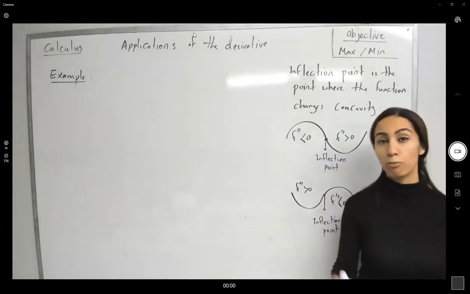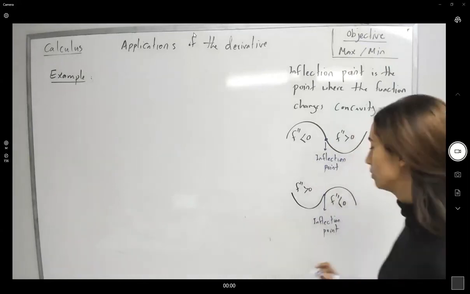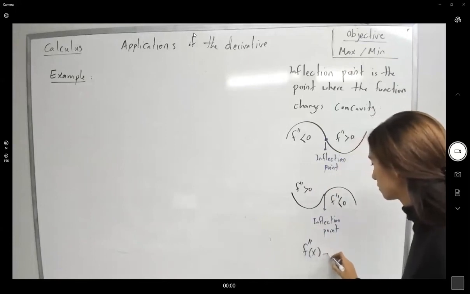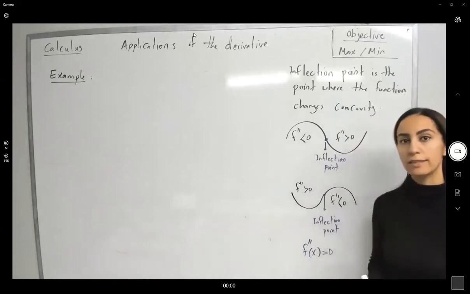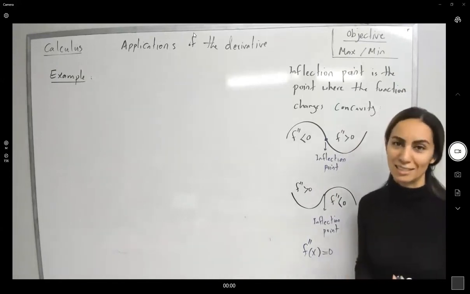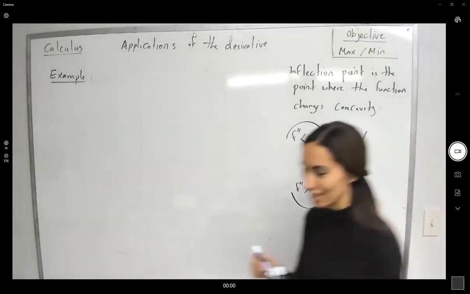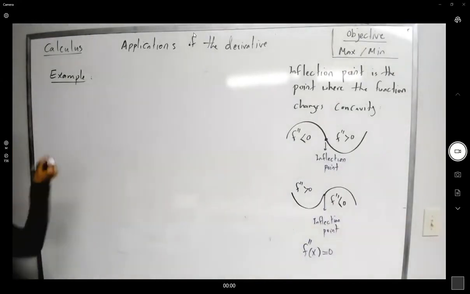To find the inflection point, you need to set the second derivative of the function equal to 0. Sometimes you have cases where the second derivative does not exist, but your graph changes concavity. Very well. Let's take a look at one example.